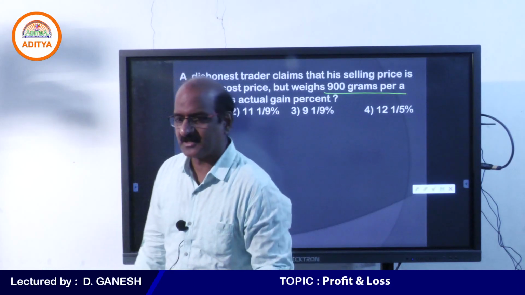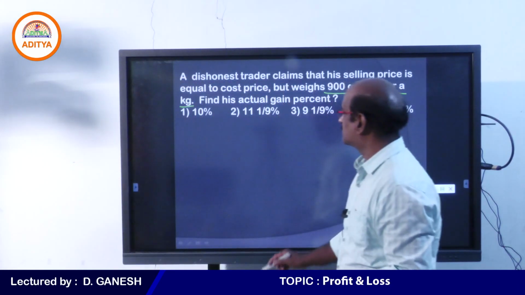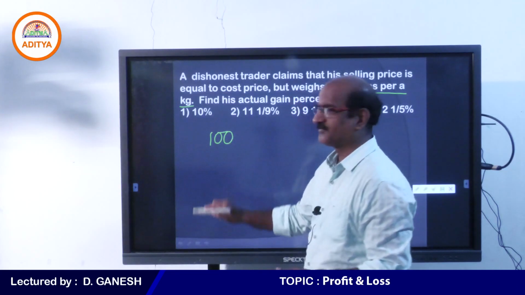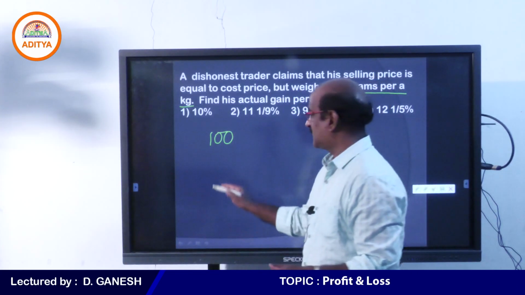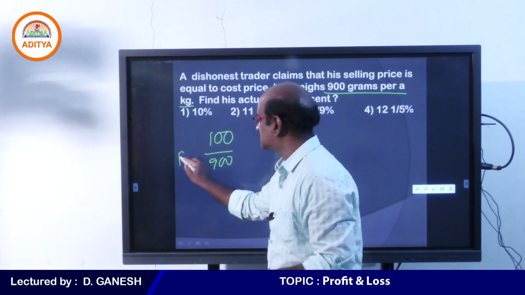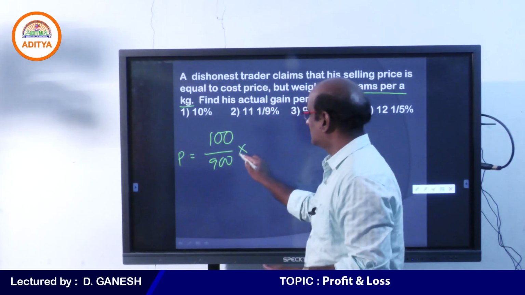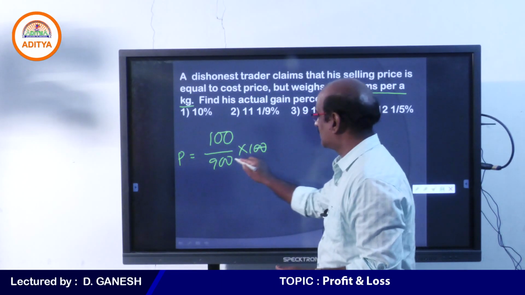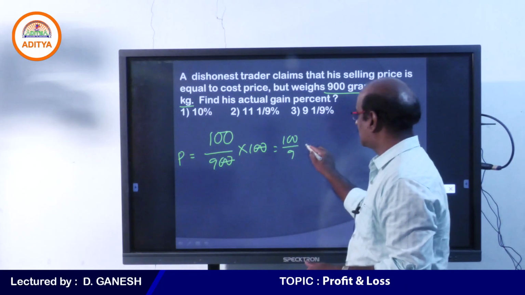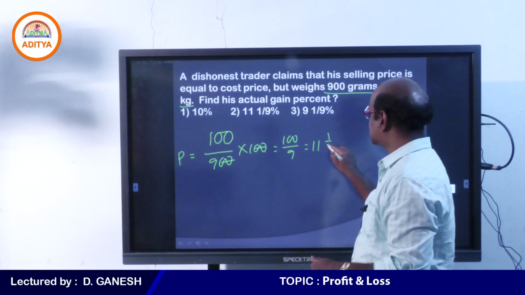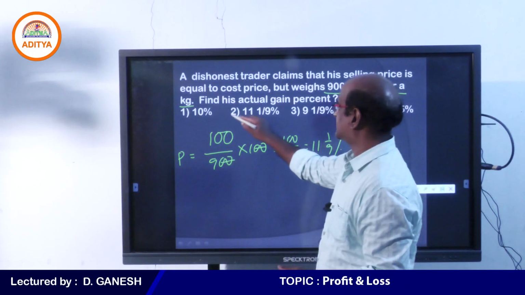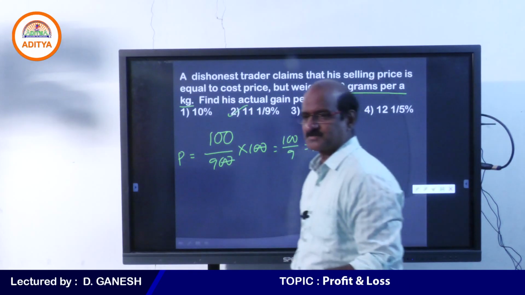So how is he misleading? Let me tell you that. Student, tell me how many grams he is weighing less? 100. By weighing how many? 900. So the profit percent is given by the formula 100 by 900 into 100. So 100 by 9, 11 times, 1 is the remainder, 11 1 by 9%. This is your profit.